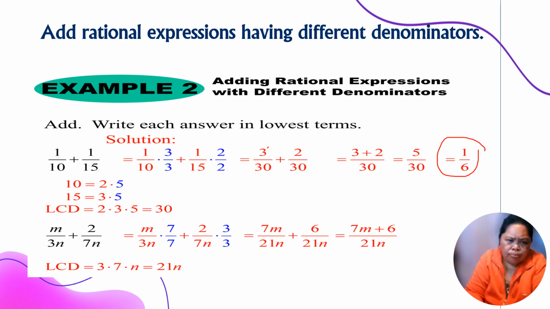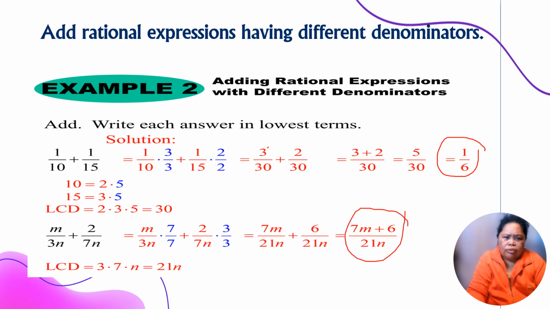Okay, and then for m over 3n plus 2 over 7n, the LCD here is 3 times 7 times n, that's 21n. So we divide: 21n divided by 3n is 7, that's 7m. Then 21n divided by 7n is 3, times 2, that's 6. So that's why we have 7m plus 6 over 21n.